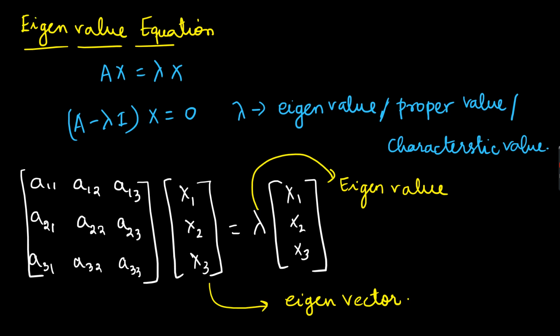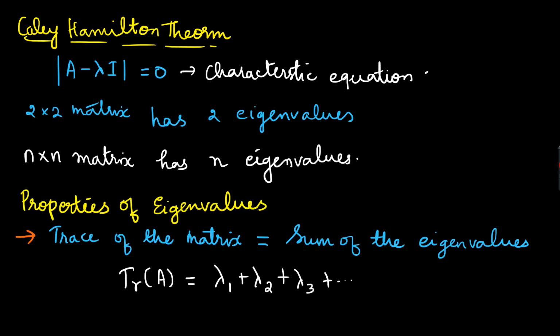So this is the eigenvalue equation we basically use. This is also called the characteristic equation. And this lambda is called the eigenvalue, and x1, x2, x3 are called the corresponding eigenvectors. So basically we find the eigenvalues of the matrix using this equation. I hope you would have studied this in your MSc first year.